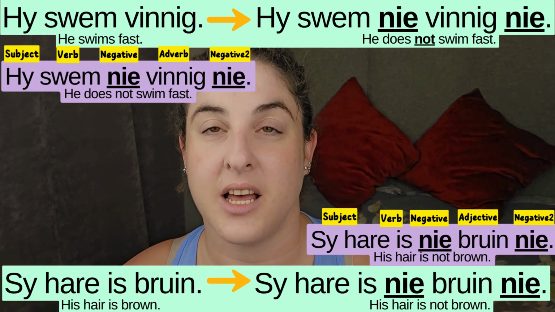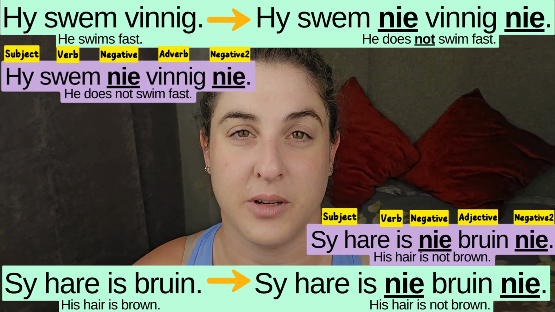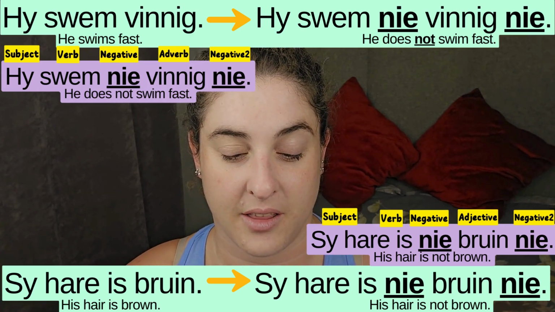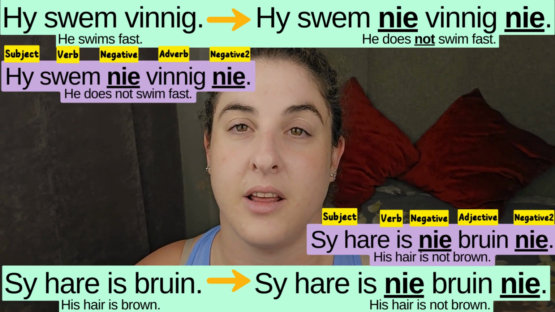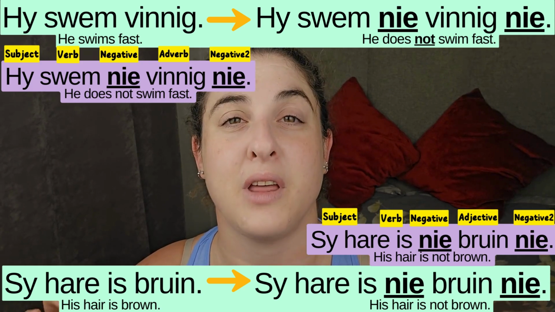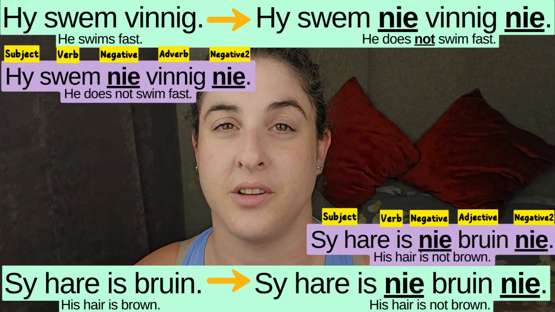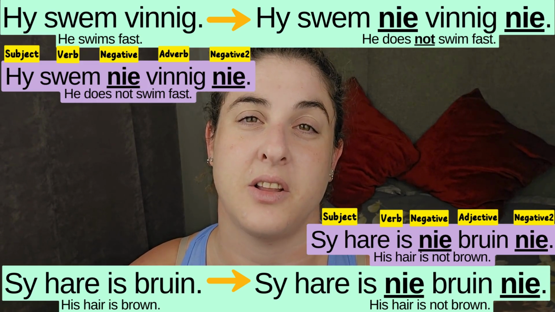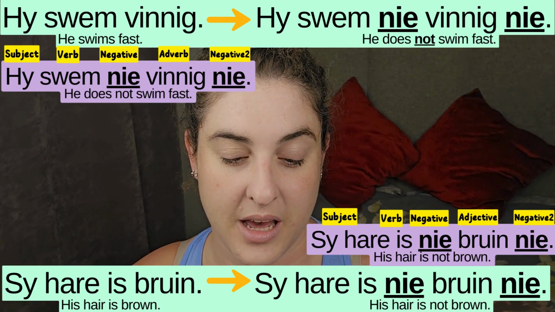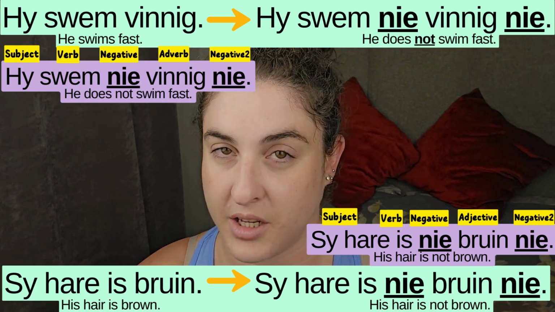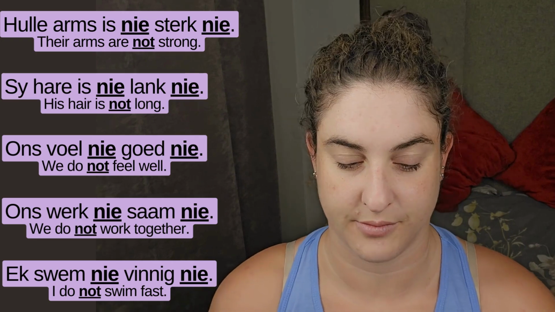So then it is sy hare, which in this case is the subject. Then we have is, which is the verb, and then the negative nie. Then you have the adjective bruin, and then there's nothing else. So then you have the last negative nie and full stop. And that is, his hair is not brown.